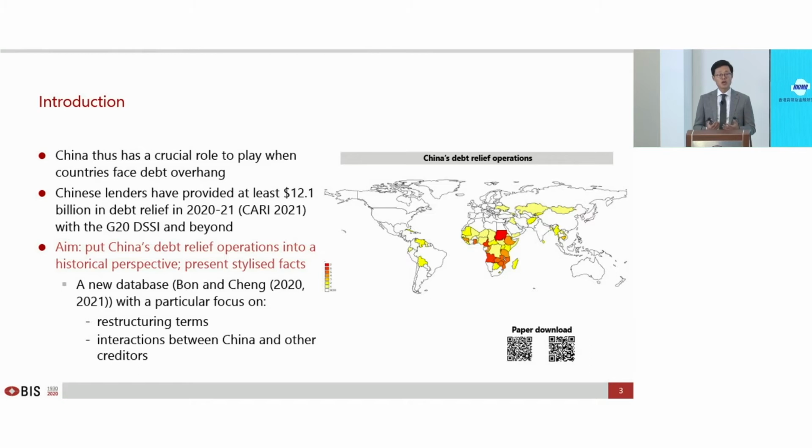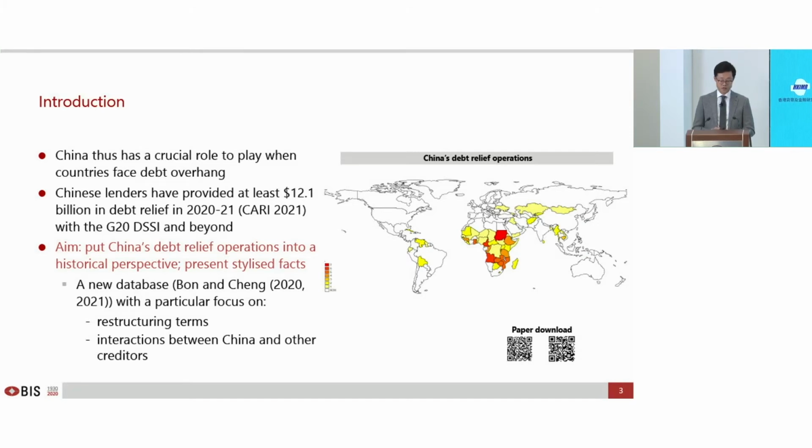I'm going to talk about a database I worked on with my co-author in the past few years, and you can download the papers about this database using the QR code. In my presentation, I'm going to mostly highlight 2 aspects of China's debt relief operations overseas. One is the restructuring terms: when China provided debt relief, nominal debt treatment versus debt rescheduling. Another important aspect is the interactions between China and other types of creditors.